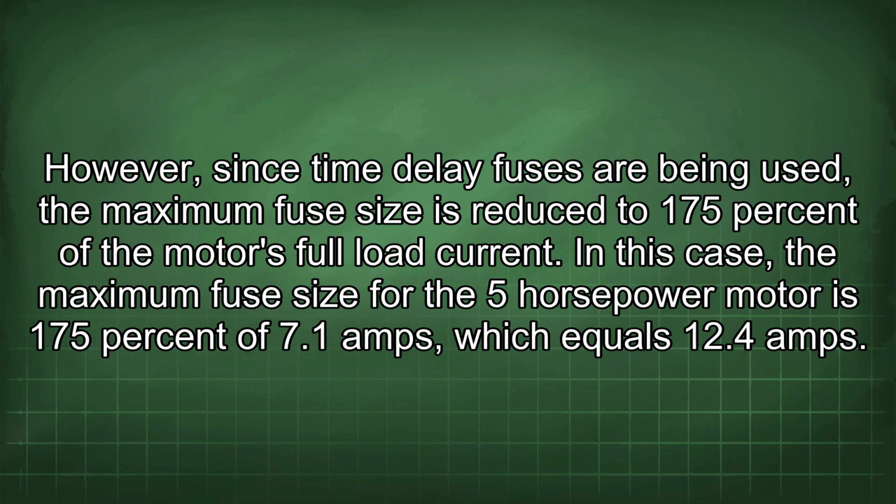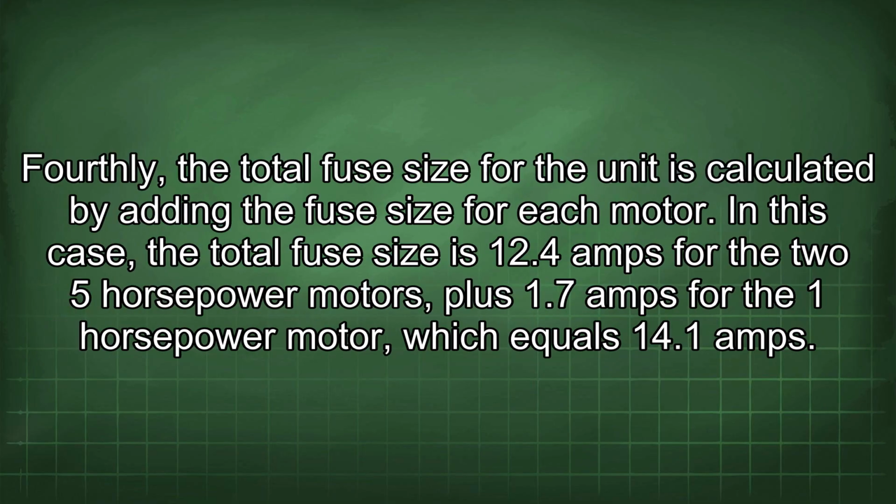equals 12.4 amps. Fourthly, the total fuse size for the unit is calculated by adding the fuse size for each motor. In this case, the total fuse size is 12.4 amps for the two 5 horsepower motors, plus 1.7 amps for the 1 horsepower motor, which equals 13.1 amps.